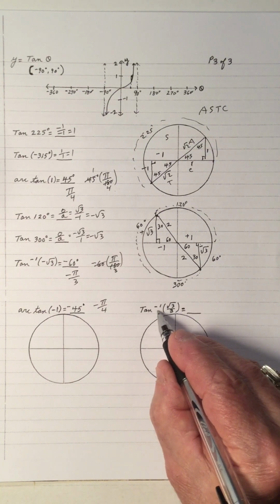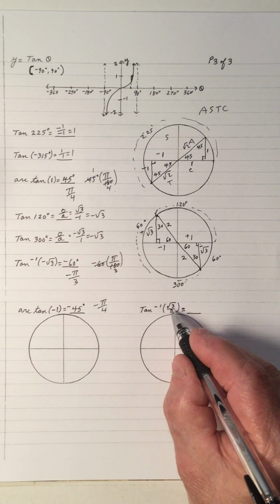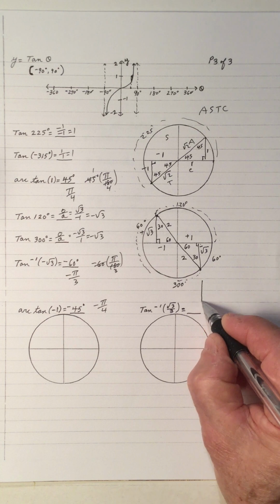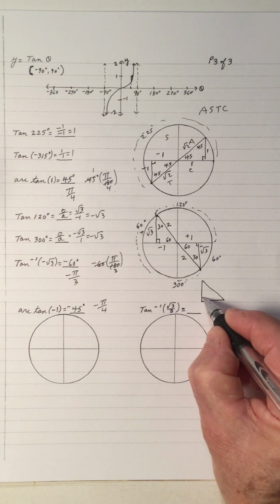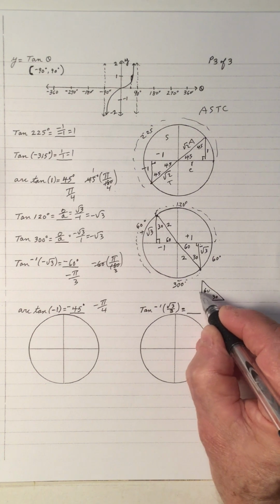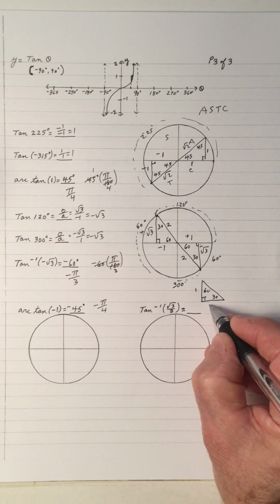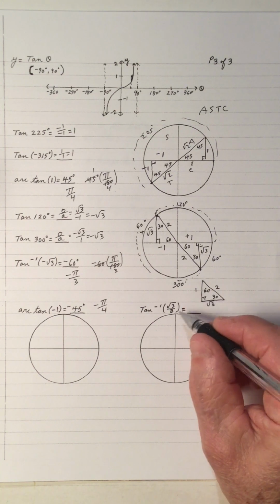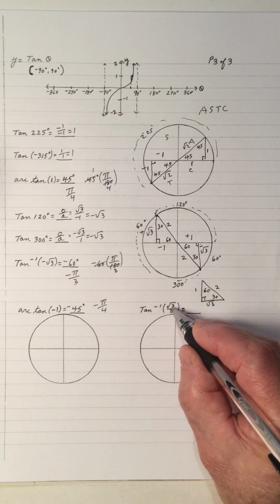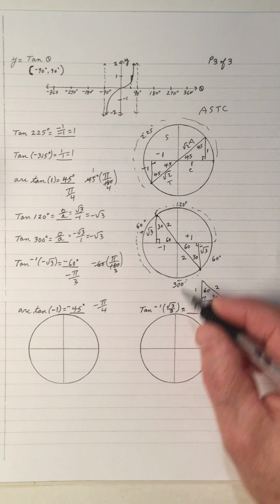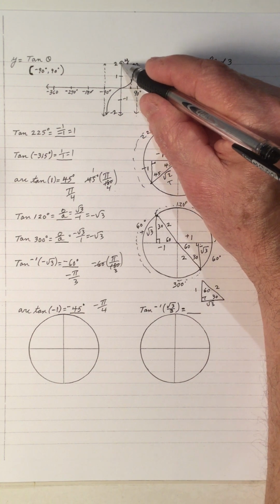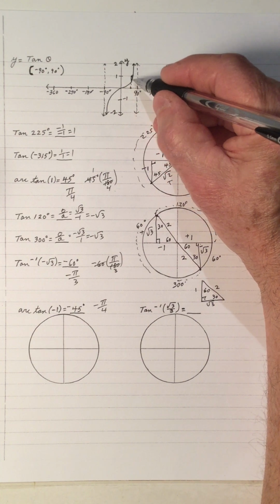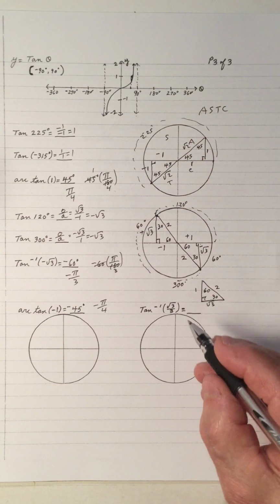And what about the arctan of root 3 over 3? Well, root 3 over 3 reminds me of a 30, 60, 90 right triangle. Opposite 30 is 1, opposite 60 is root 3, opposite 90 is 2. And this is a positive number. So if the number is positive, going upward, that means the angle is somewhere between 0 and 90. So it has to be in the first quadrant.